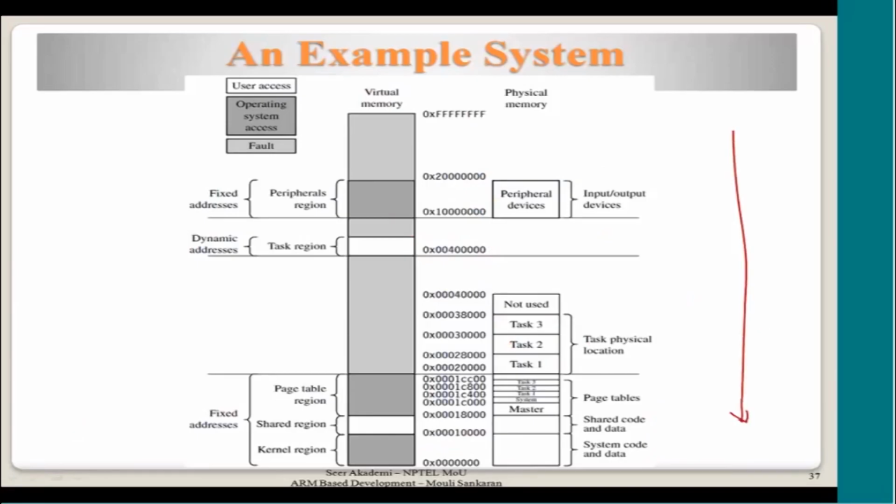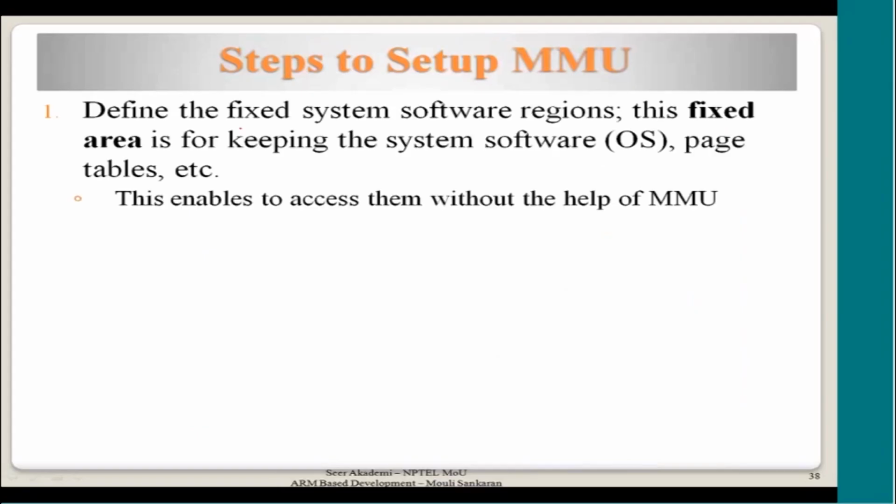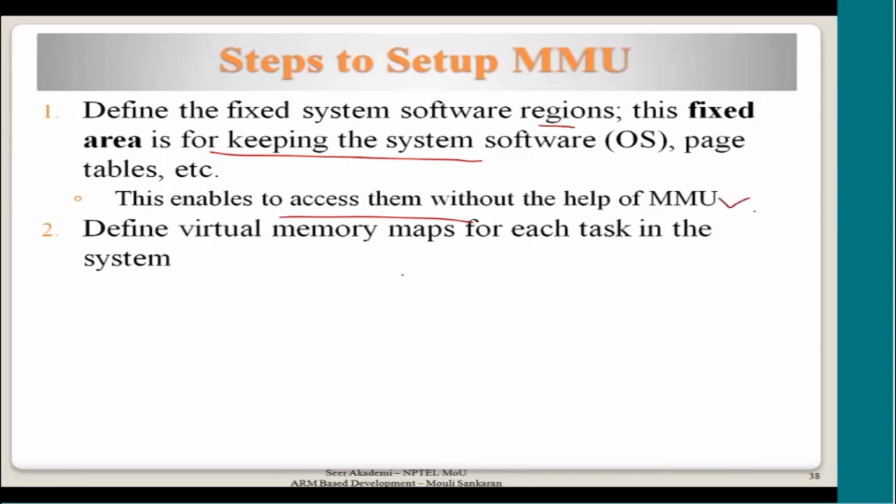I want you to go through the book where the actual implementation of this is given, the ARM Systems Developer's Guide, which will make it more clear to you. Okay, what is the order in which we do? Define the fixed area of the system software regions. This fixed area is for keeping the system software and page tables. This enables us to access them without the help of the MMU. Please remember, that's what I told you.